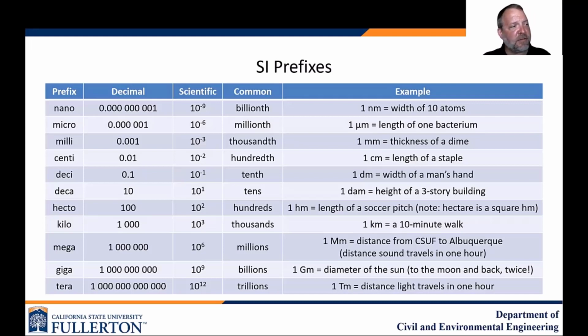So I hope that's interesting to you guys, how just comparing, sometimes we might think nanometers and micrometers are about the same, but they're not at all. A nanometer is much, much smaller. We might think mega and giga are similar, but they're really not. One's the distance from us to Albuquerque, the other is the distance from us to the moon and back twice.